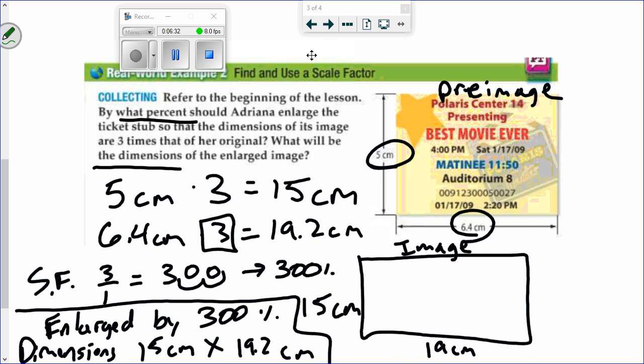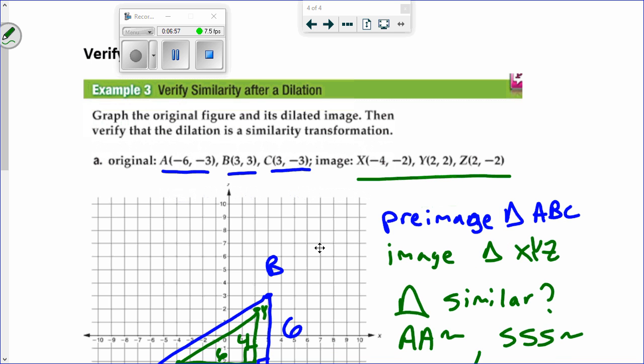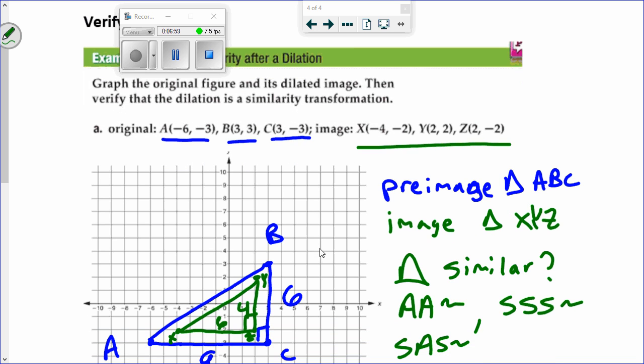Okay. So let's continue then. Here we're going to be graphing ABC, which is the original, the pre-image triangle ABC, and then we're going to graph the image, which is XYZ. Okay, we're going to see that it is dilated, and we're going to verify that the dilation is a similarity transformation. So we have to verify that these are similar after taking a look at them.